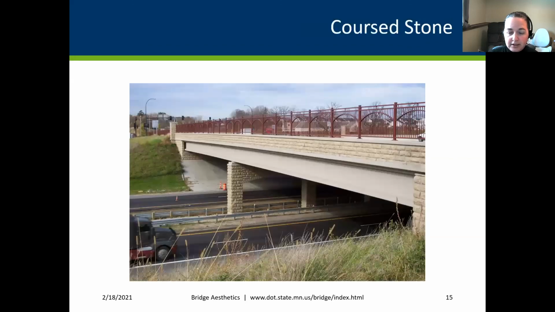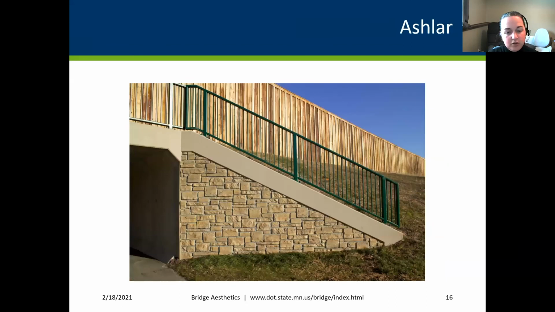Coursed stone, we quarry limestone in the state of Minnesota. The Mankato area is known for those quarries. So we do a lot of stuff with limestone textures. Here's a coursed one. Here's an ashlar stone.